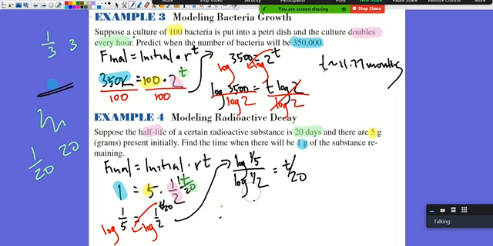And you get 46 days. t is roughly equal to 46.44 days.